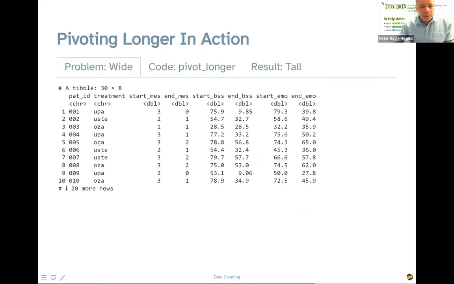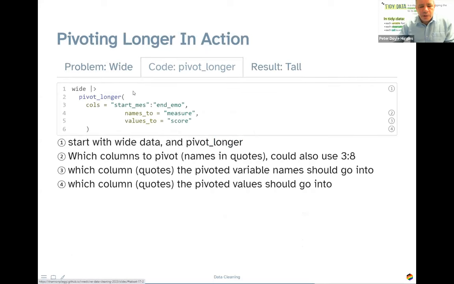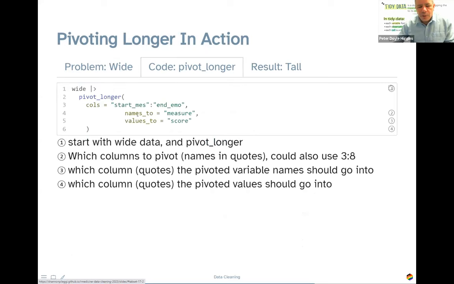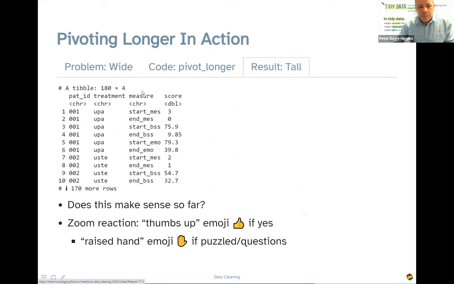So we're going to start with the wide data. The code basically says we're going to take the columns from start MES to end EMO, so our 6 measurement columns. We're going to put the names into a measure column because it's the name of the measure, and the values in, and I'll just call this score. I could call it values. And the result ends up looking like this.